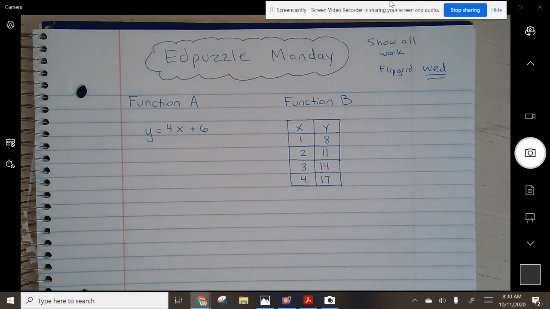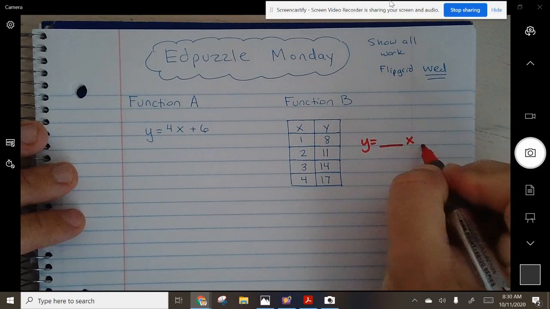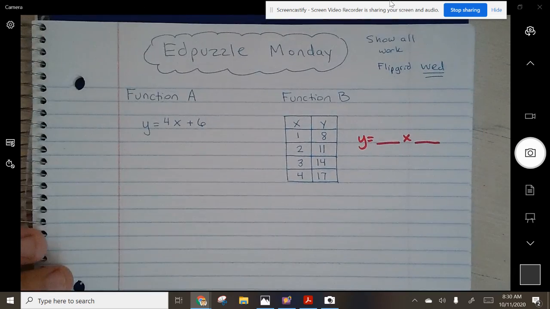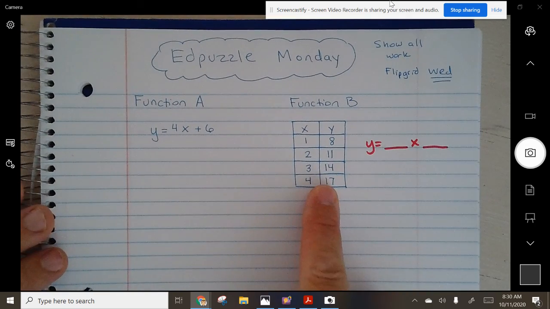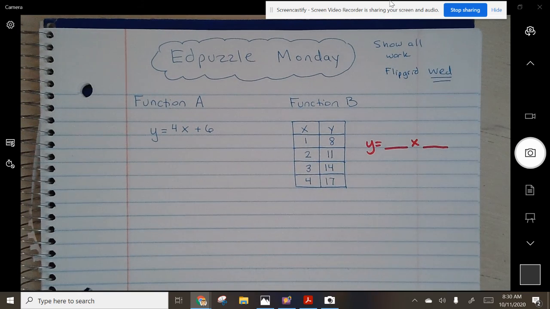When you see this, you should think right away, I should find the entire equation. So go ahead and do that. Do the best you can. Give me the entire equation. I'm going to go over it in a second, but the Edpuzzle is going to ask you, what is the equation right now?